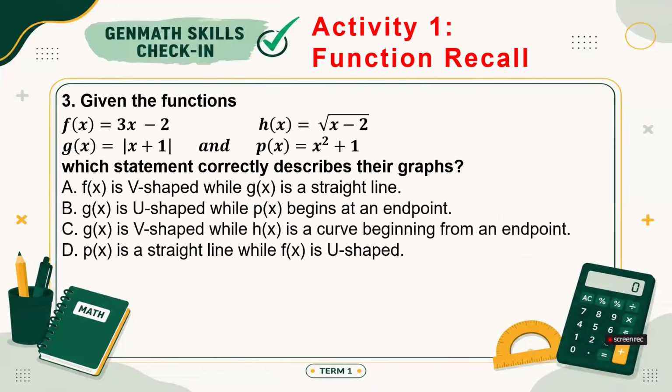Very good. The first one is a linear function. Next, it is a V-shaped graph, right? g of x is an absolute value function. So it's V-shaped.